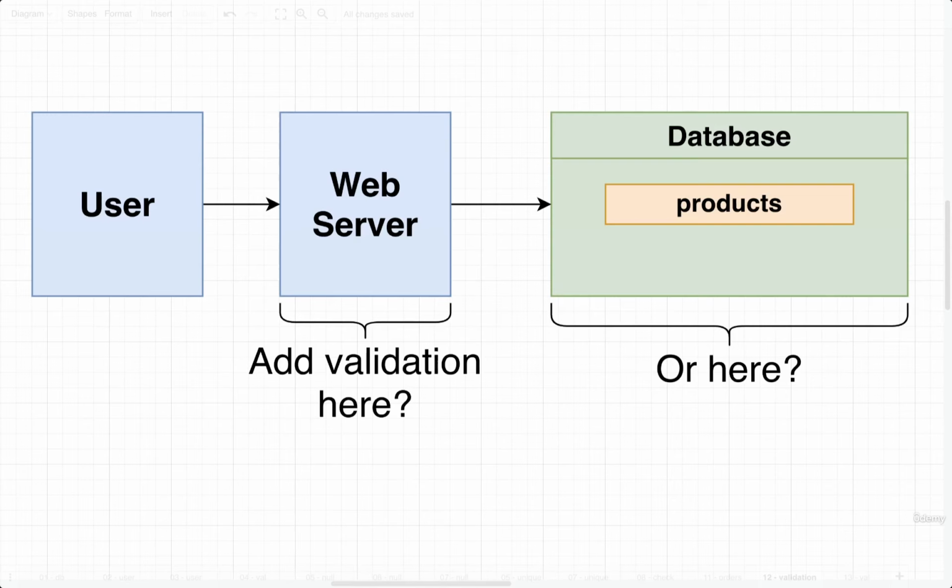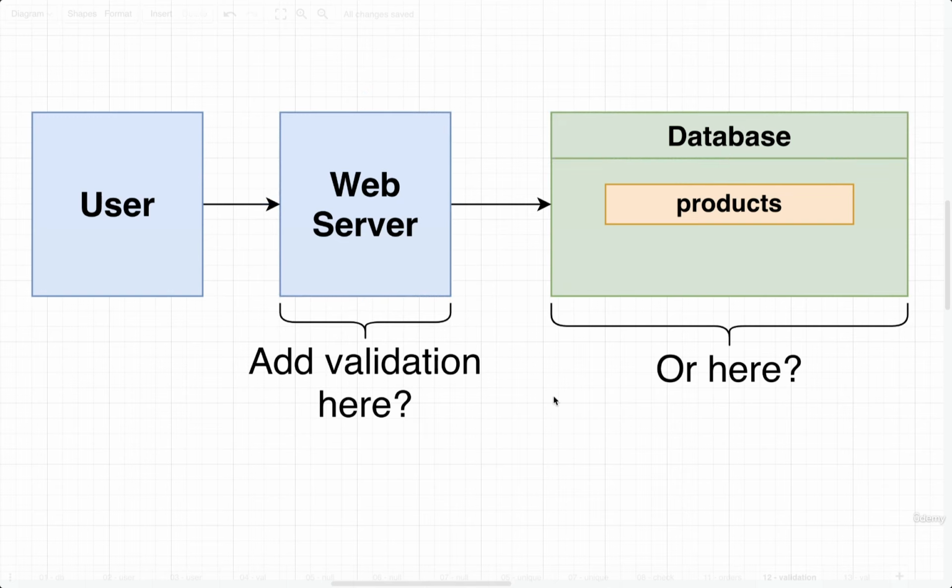We've been talking about adding validation at the database level, but we can also add validation into our web server. So if you are writing a web server using Node or Java, Python, whatever it is, there are libraries out there that can handle validation for you. So the real question here is, where should we focus on adding validation?